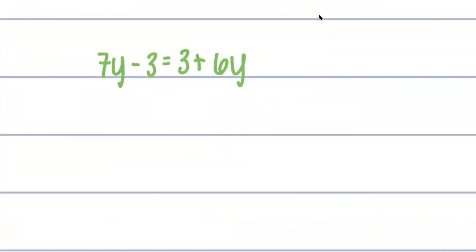7y minus 3 equals 3 plus 6y. Does anybody want to explain this one? Well, I do want to simplify this one. Okay, go ahead. Probably going to be a different method though.